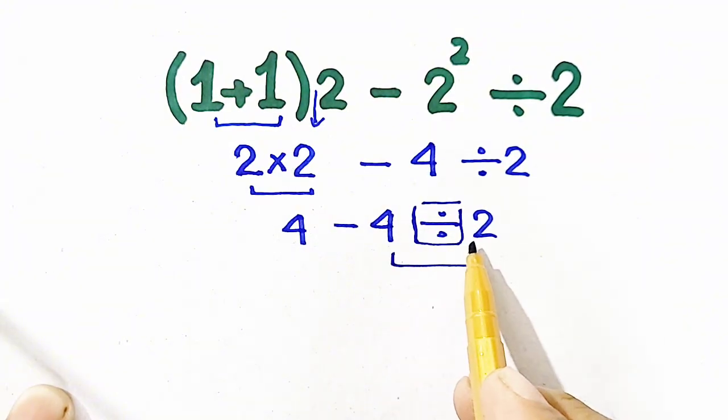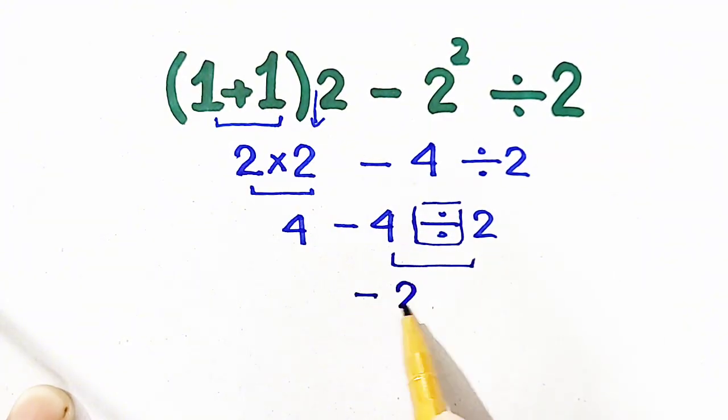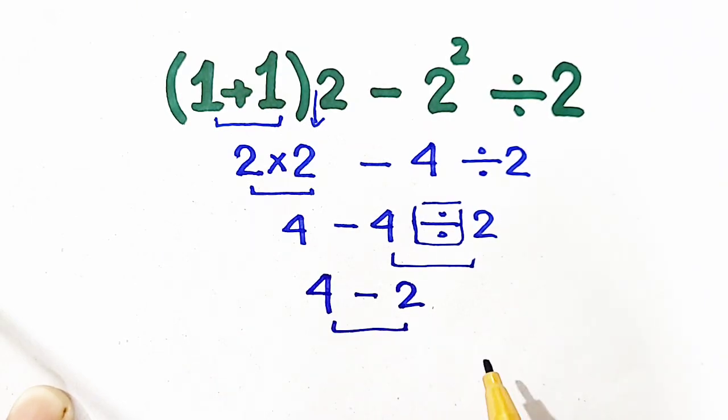So 4 divided by 2 will be equal to 2, with the minus sign before it, giving minus 2. And here it is 4. 4 minus 2 will be equal to 2, which will be our answer.